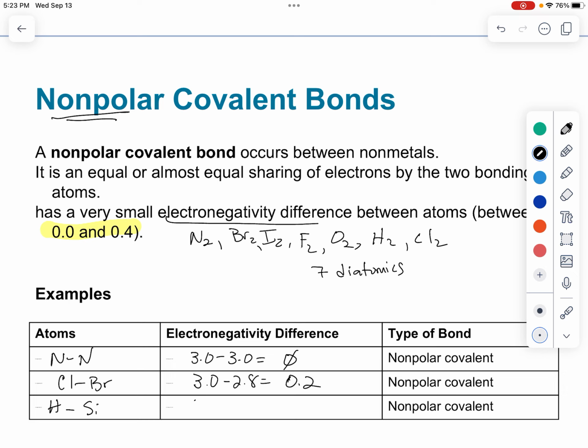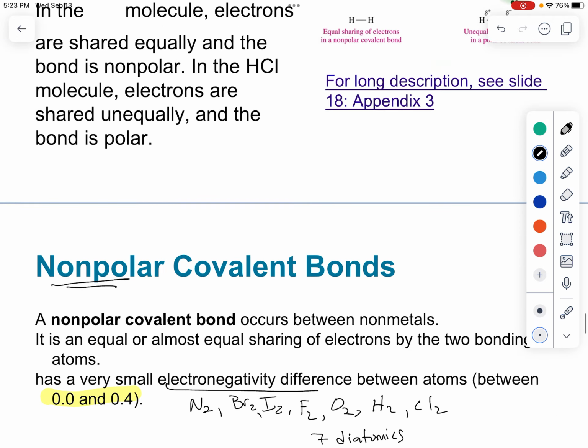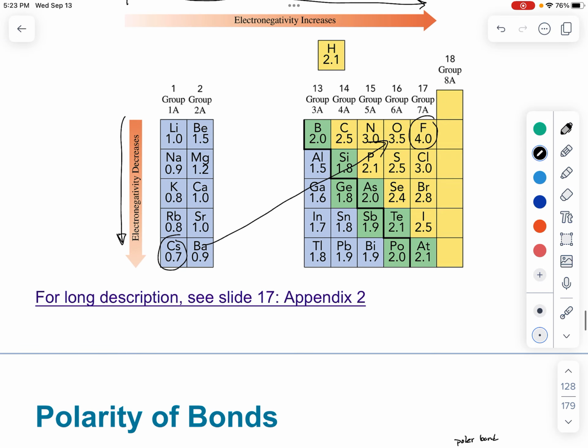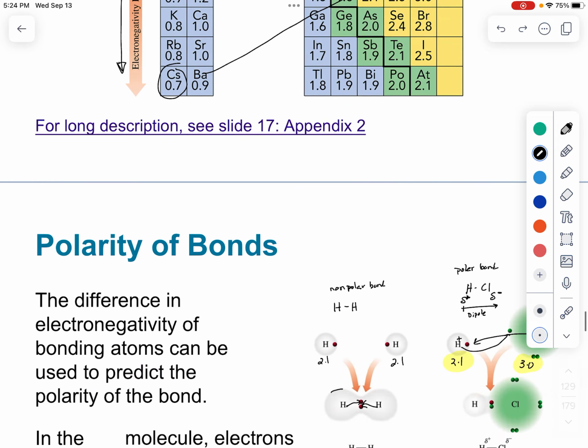H-I is 2.1 minus 1.8, and that difference is 0.3, so that is also nonpolar covalent. And just to be clear, I'm getting these numbers straight from this table. I am not going to expect you to memorize these numbers, but I am going to expect you to know the trend. Given a pair of elements, which one is more electronegative?